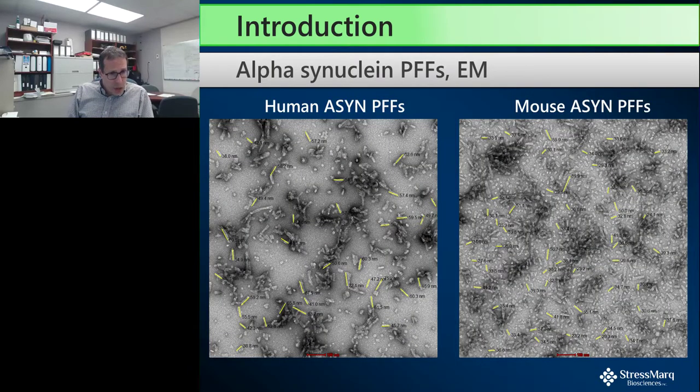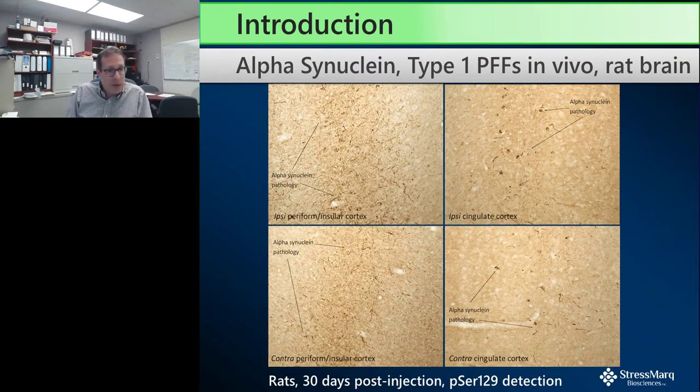Now, what do these actually look like? Well, these are post-sonication preformed fibrils. On the left-hand side, we have human ones. On the right-hand side, we have mouse ones. Mouse ones generally are seen as being more aggressive in nature when used in cellular or in vivo assays. However, the concept is the same. You'll see that these are roughly in the 30 to 70 nanometer range. They've been declumped quite well. They're quite uniform.